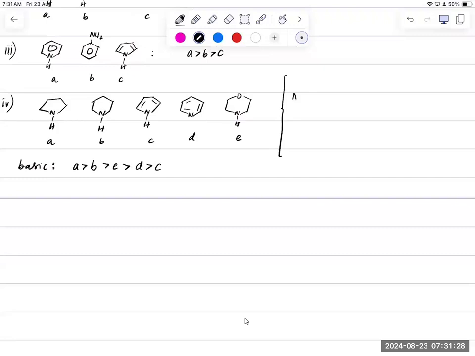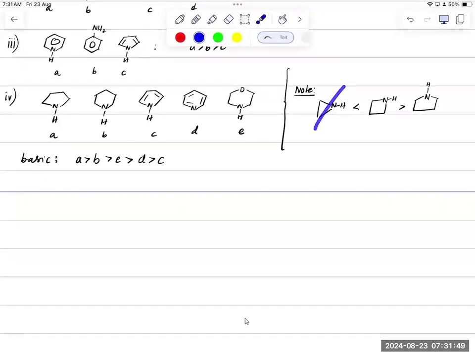Another case as a note, you can check it out, that in case if you have three membered ring, which you call it as aziridine, that will be less basic than four membered ring, azetidine, that will be less basic than this one. This is pyrrolidine. Okay? Aziridine, azetidine, and pyrrolidine. Got it, everybody?